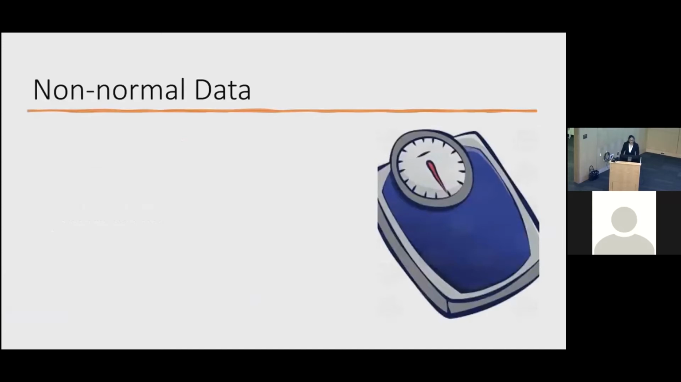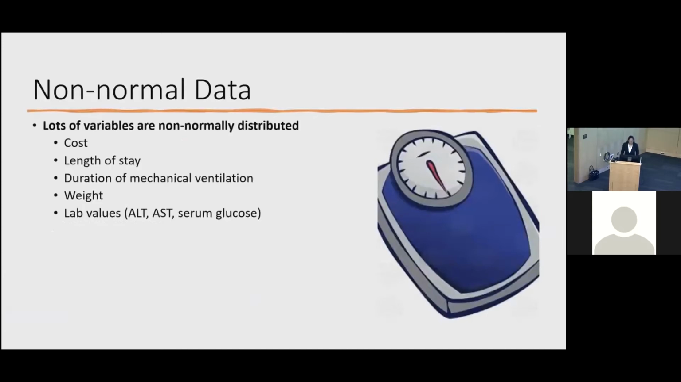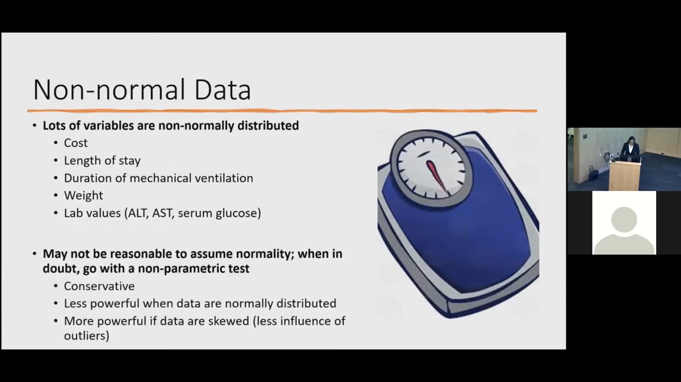All right, non-normal data distributions are very common in research studies, primarily because we cannot control how the outcomes will result. Variables such as cost, length of stay, duration of mechanical ventilation, weight, lab values, etc., are all non-normally distributed. When you are in doubt whether your data follows a normal distribution, it is always safe to go for a non-parametric test. They are a very conservative estimate; however, they are most powerful if the data is truly non-normal.